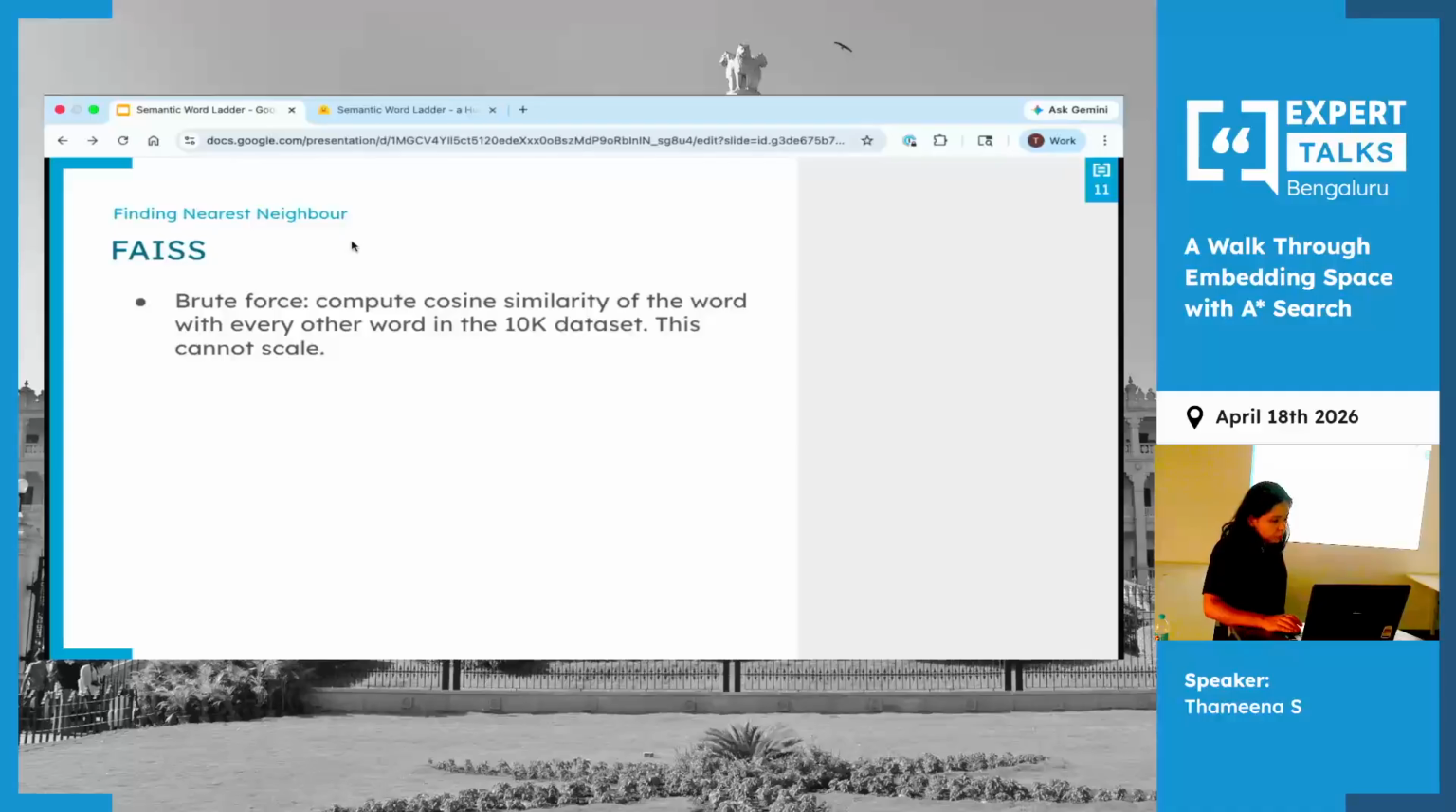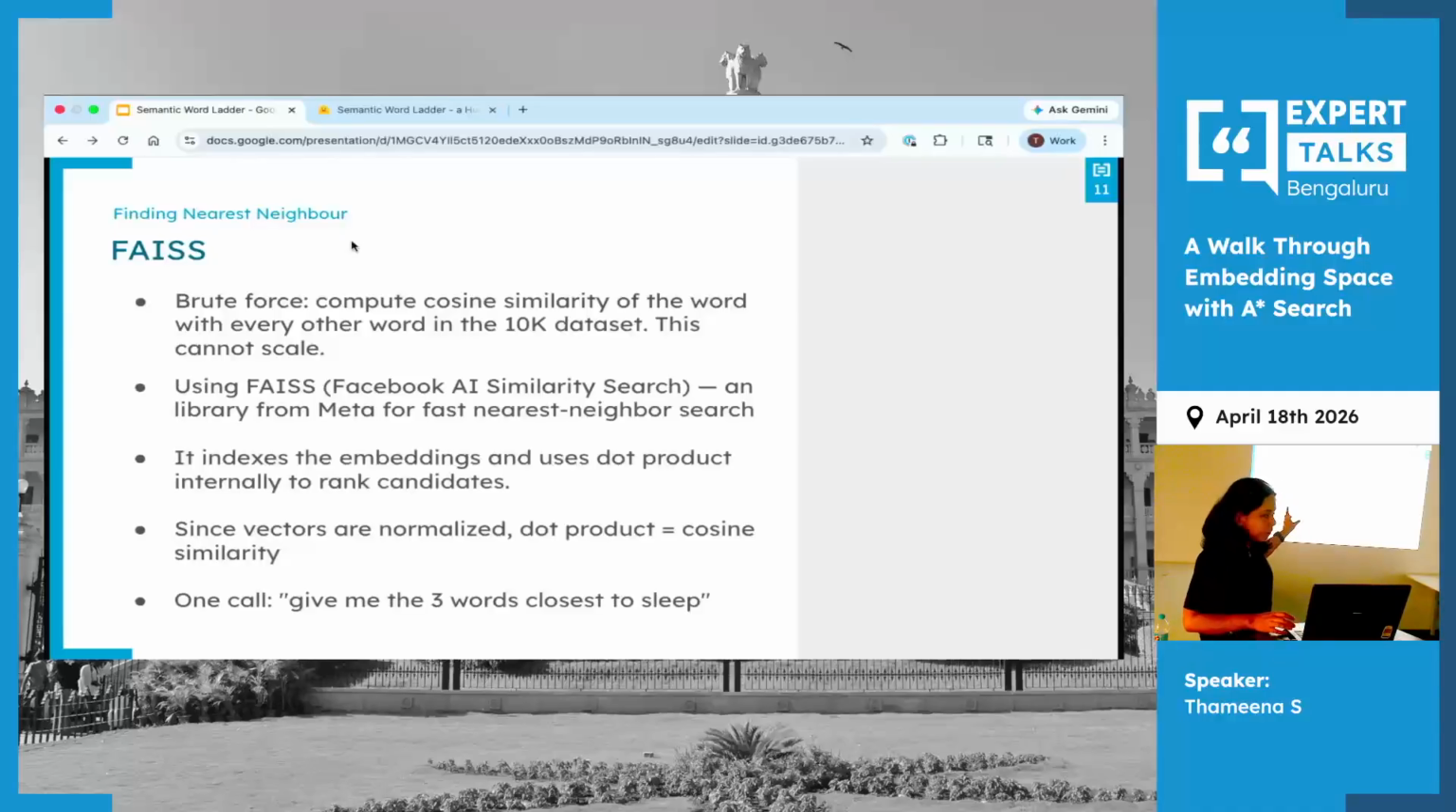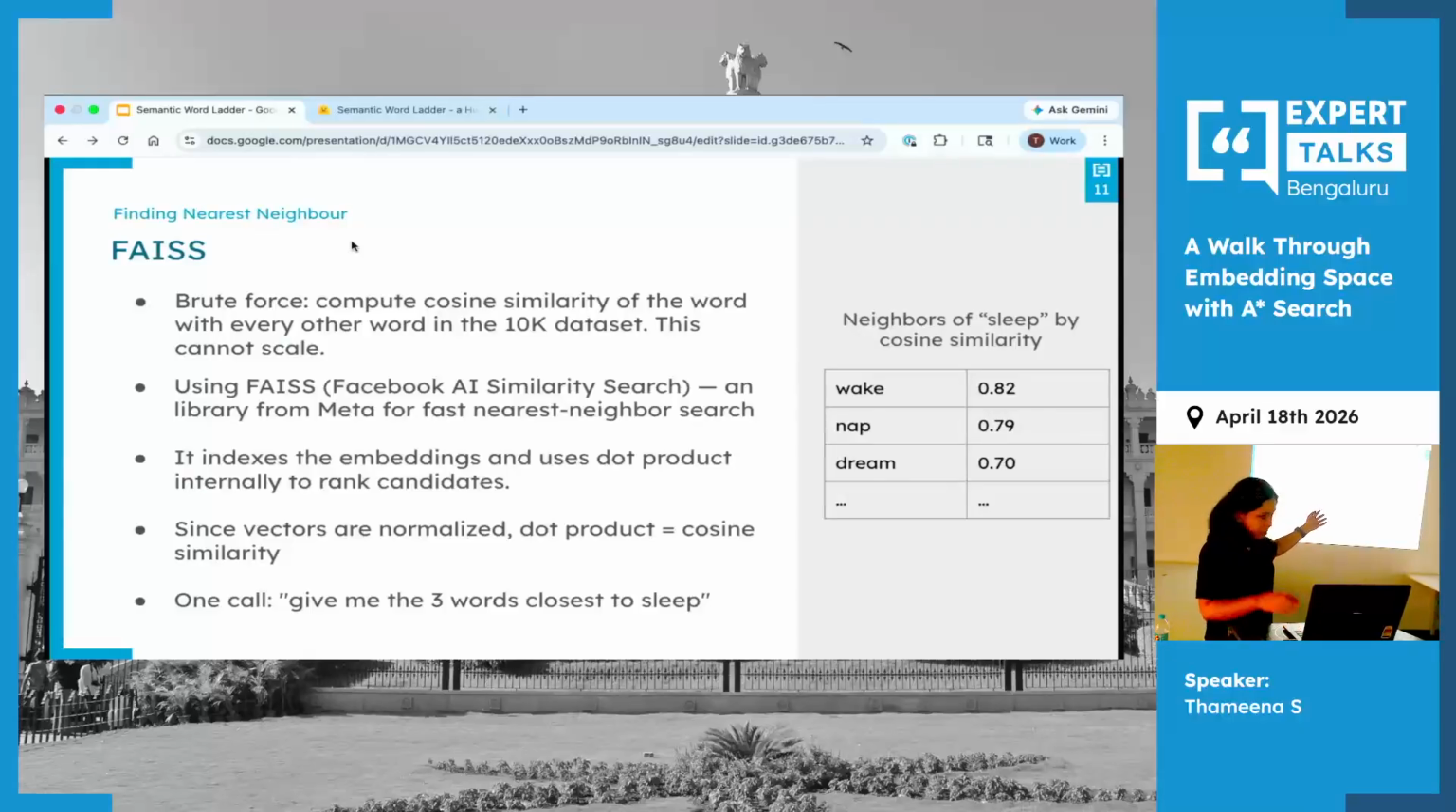So what I have used here is a library called FAISS. It's Facebook AI Similarity Search, a library created by Meta for fast similarity search lookup. What it does is index all the embeddings internally, and it uses dot product internally as well. So all you have to do is call the library and say, hey, I have the word sleep, give me 3 words which are similar to sleep. And it would give you something like this.